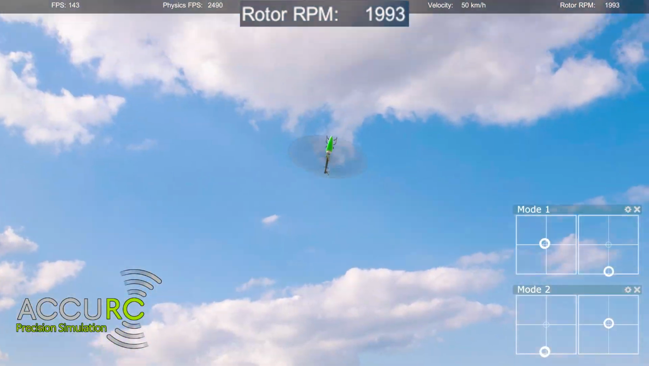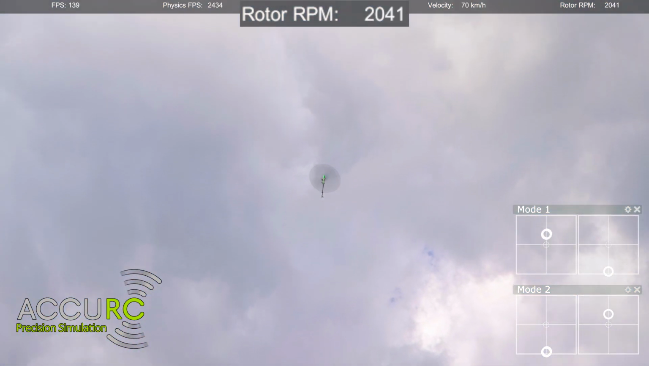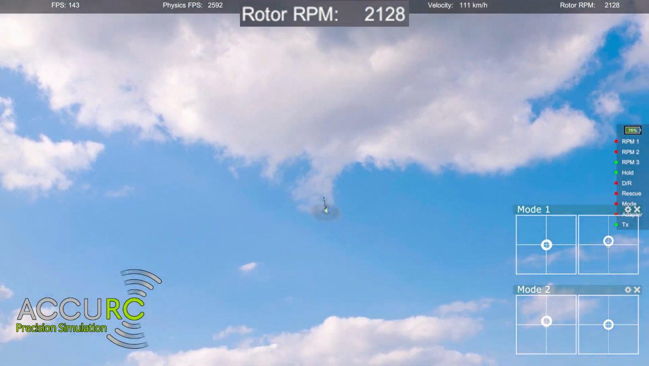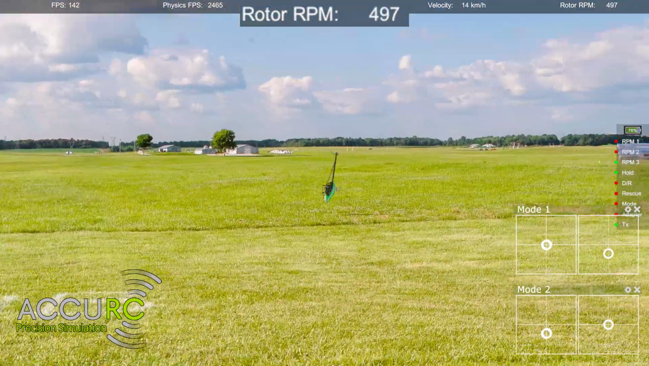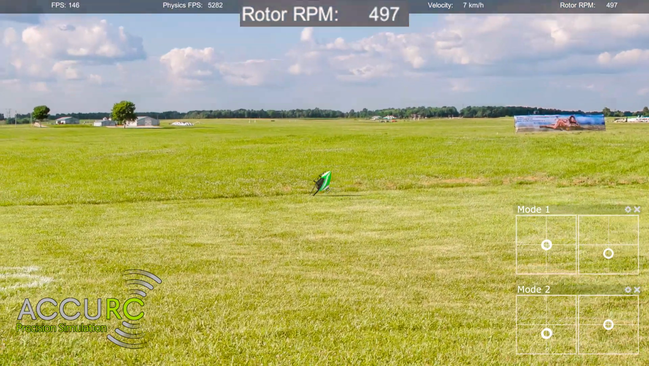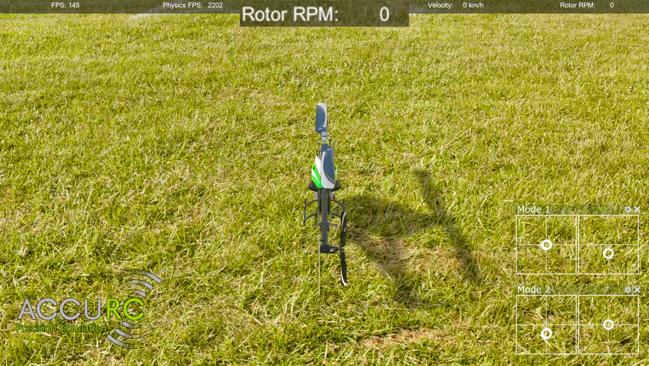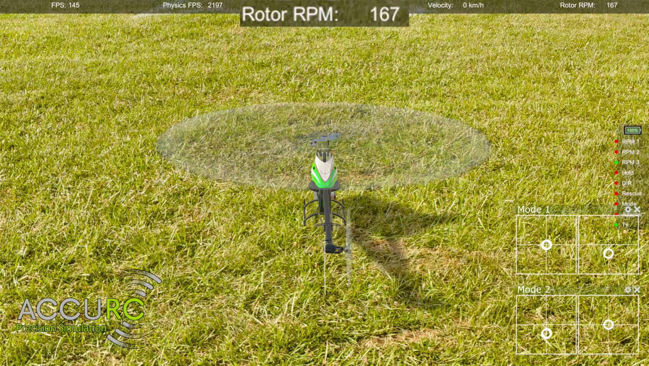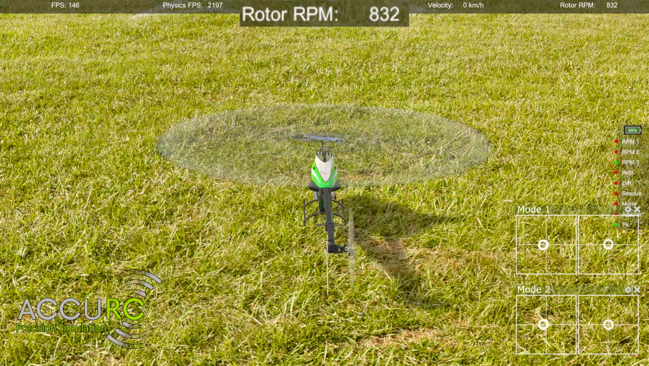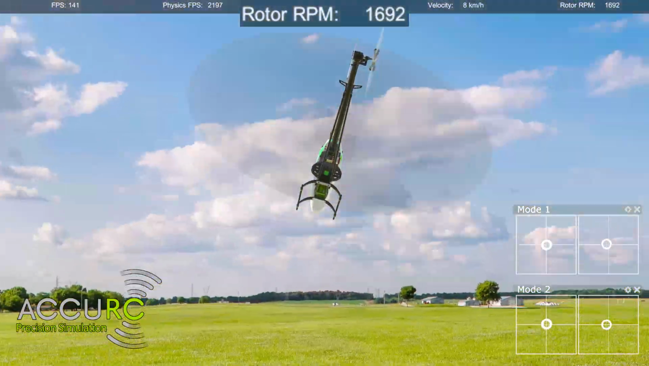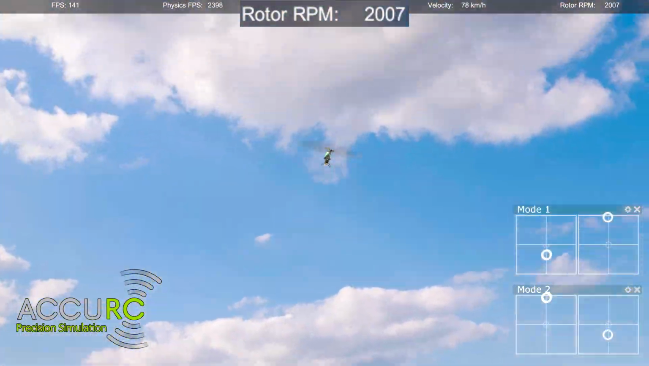So what they did is they came in and then they pretty much did what I just did. They gave negative collective instead of positive, using the energy stored in the rotor to slow the descent. But you do not want to use that energy. You want to use the energy from the descent to speed up your rotor.